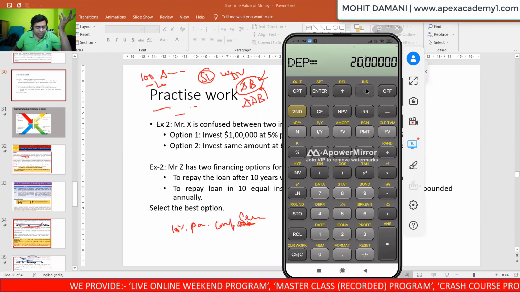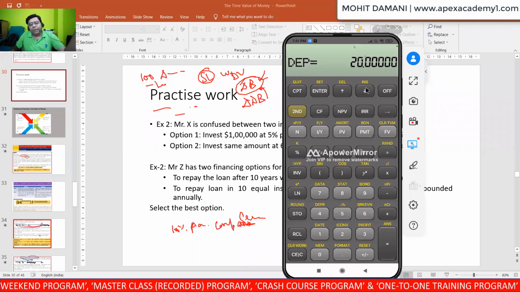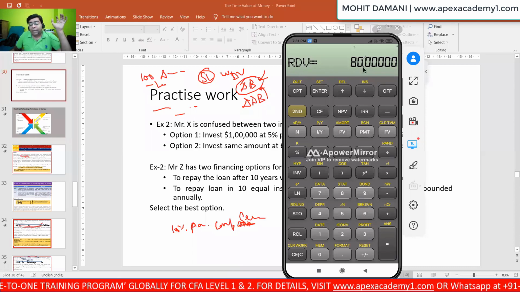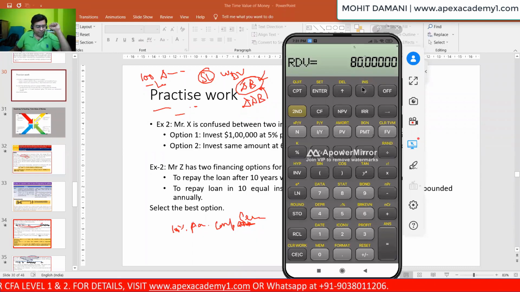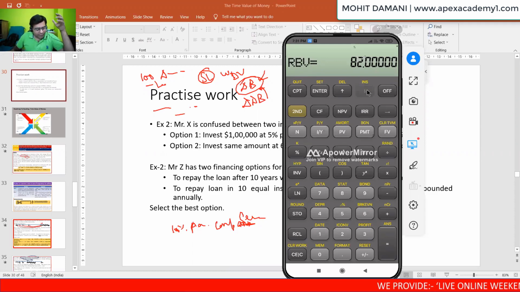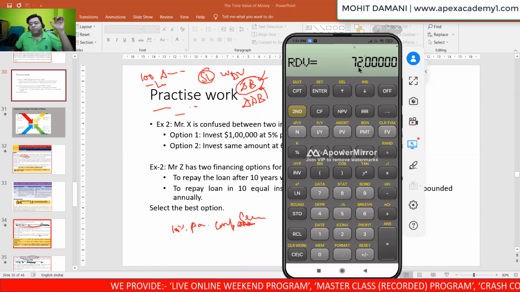Year 1, what will be the depreciation? 20. We all know 100 divided by 5 is 20. What will be the remaining book value? 80. What will be the remaining depreciable value? 80. Okay. Now suppose I put a salvage value of $10 over here, enter, arrow down. Now see how my depreciation changes, because you know how to calculate it: 100 minus 10, divided by 5. So this becomes 18. So my depreciation for the year is 18. My remaining book value is 82 and my remaining depreciable value is 72.